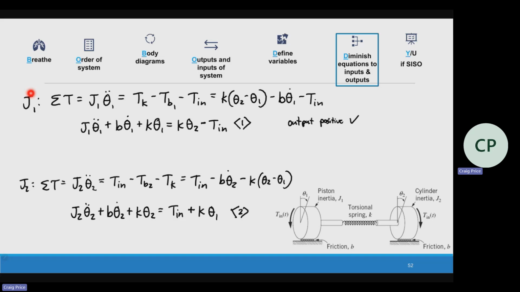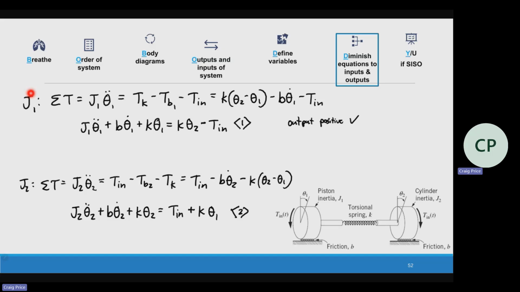Now, are these single input, single output? Which means one input, one output. I look at it, both of them have two inputs. Therefore, I can't just create a transfer function for the first one. I can't just make one transfer function for the second one because I have these two inputs.